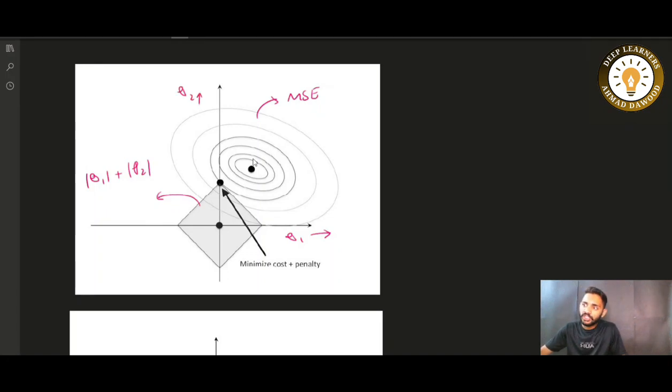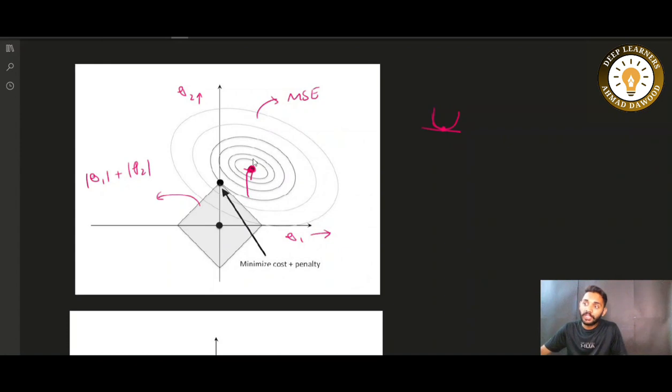Usually, without regularization, we have to reach this position to minimize our error. If we have error in this way, we have to go to the bottom of that mean square error bowl to make our error minimum. We find such parameters where our error is minimum, and in this case it is this one.